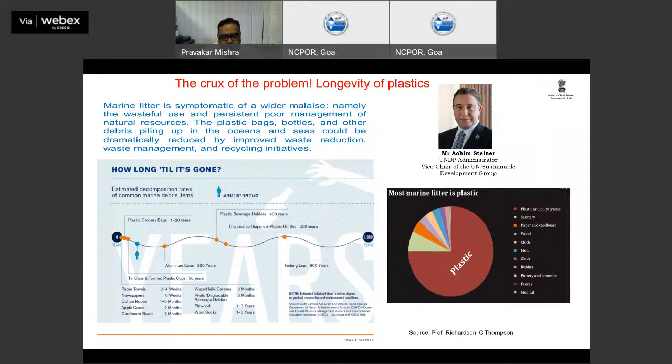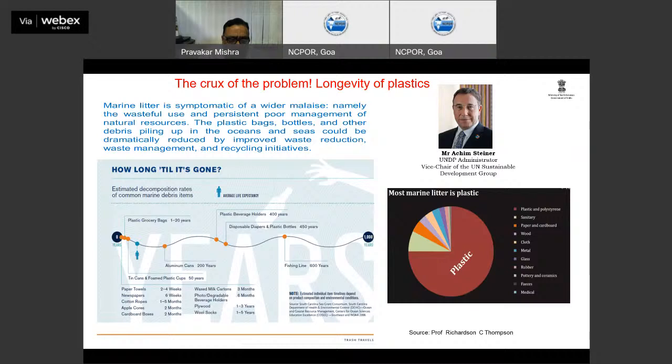The basic problem of plastic, and why we should be worried, is put by Mr. Achim Steiner, who was then the vice chair of the UN Sustainable Development Group as well as the UNDP administrator. In his version, this is a problem of management, a persistent poor management of our natural resources. We are already using a lot of single-use plastic and other forms of plastic, but how best we improve our waste reduction, waste management, and recycling initiatives is the important point.